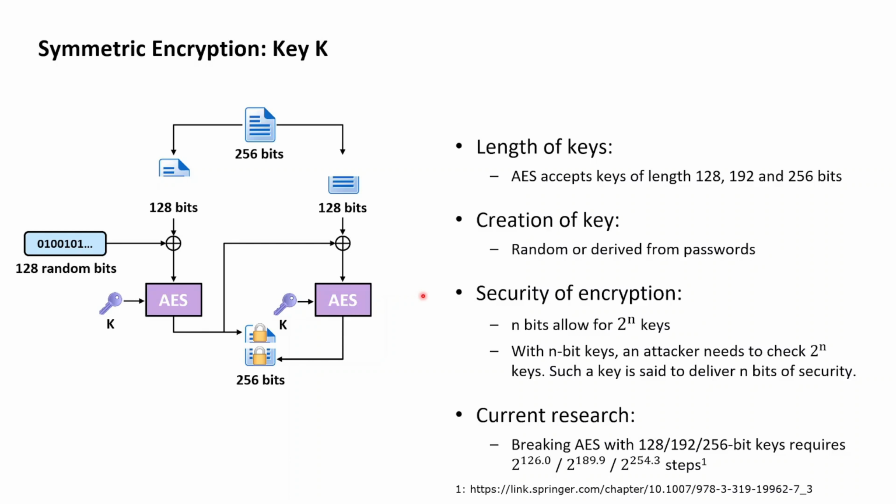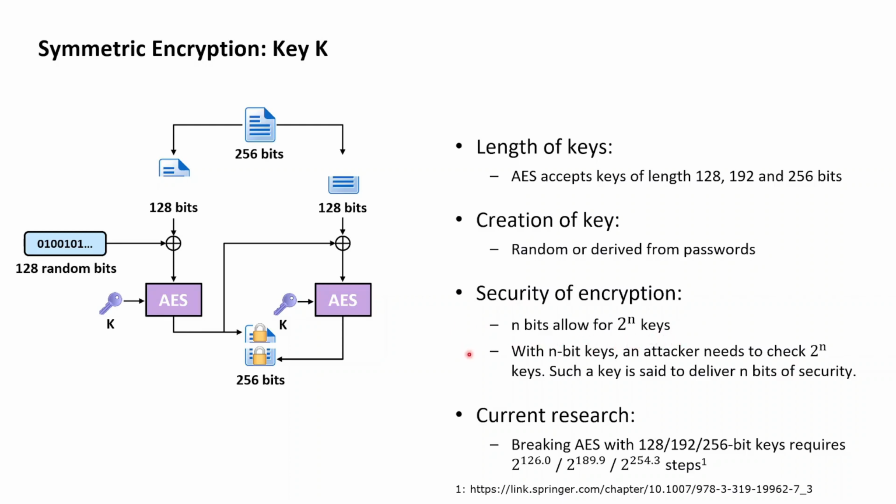If, for example, we would make use of keys of length exactly 1 bit, then this would allow for two keys, the 0 key and the 1 key, and the adversary would just need to brute force across two possible keys to decrypt the ciphertext back into the plaintext. If we had keys of length 2 bits, this would allow for 4 keys. If we had keys of length 3 bits, this would allow for 8 keys. And more generally speaking, if we have n bits, then this allows for 2 to the power of n keys.